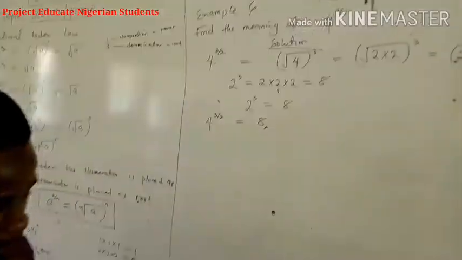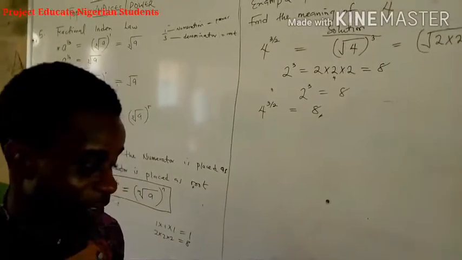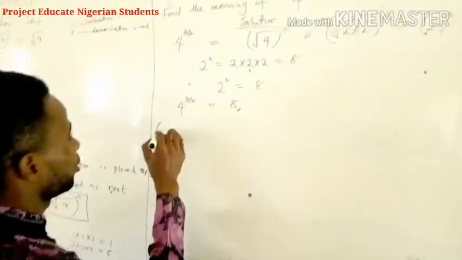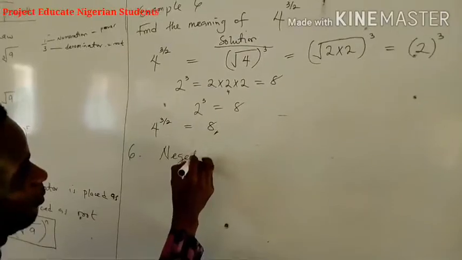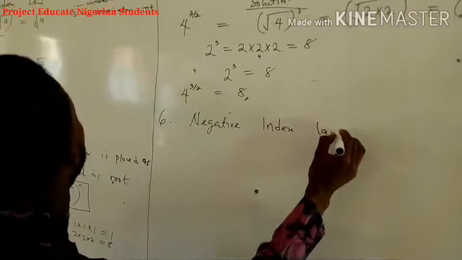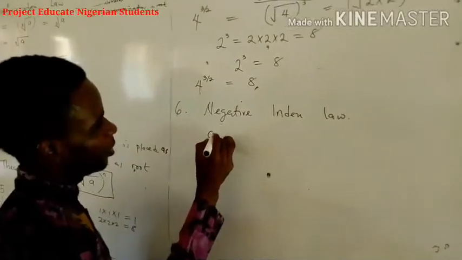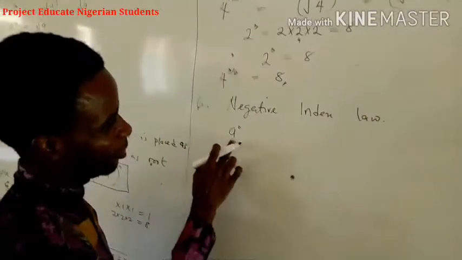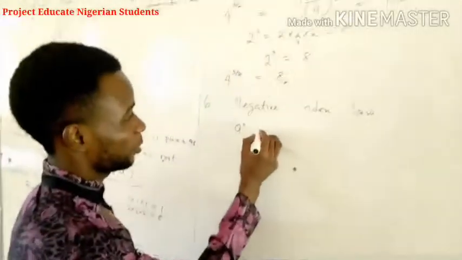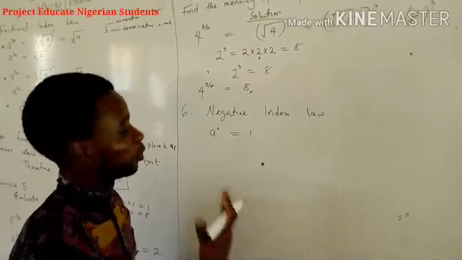Okay? So let's talk about the last law, which is the negative index. That is the 6th law, negative index law. Okay, let's see, we have a raised to the power of 0. Remember, this is under the 0 law. So a raised to the power of 0 equals 1, because we are told that a number raised to the power of 0 equals 1.